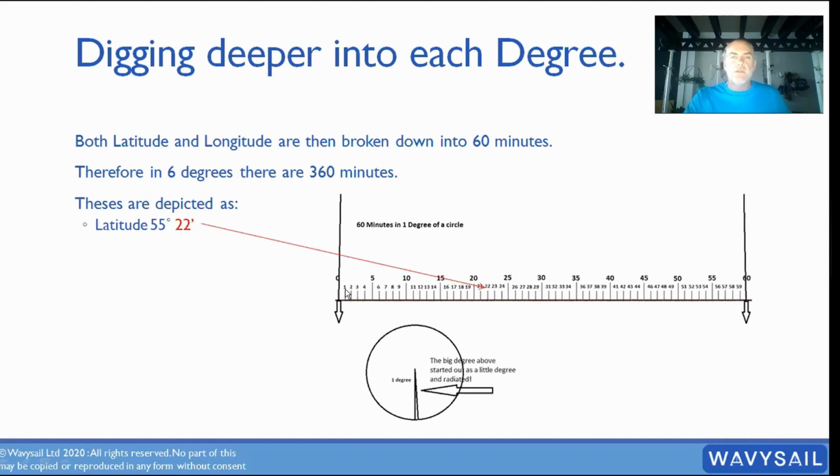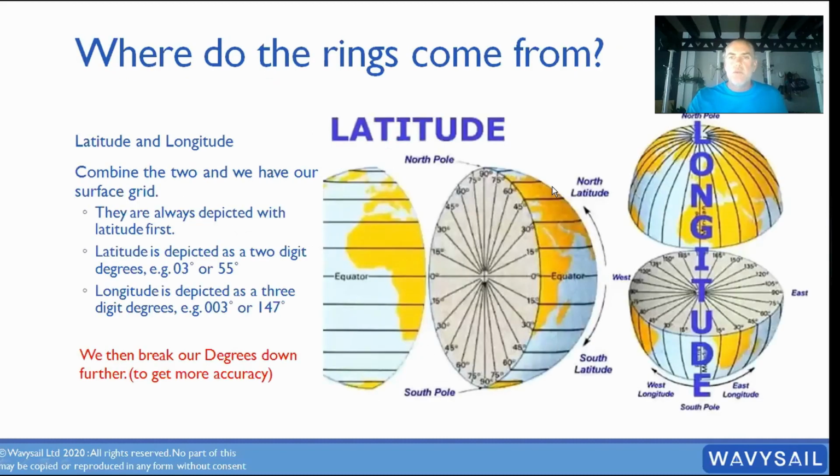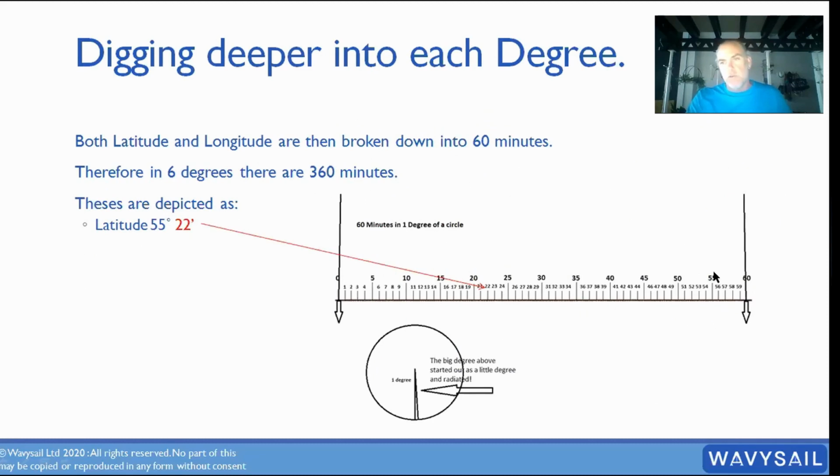Now, because you wouldn't look at the world in this respect, those 60 minutes are so fine, you literally wouldn't be able to draw it on a chart like this. You wouldn't be able to draw 60 minutes here. It would be thinner than just the line that we're looking at. So we do it in a grid format like this. Okay. So therefore, 6 degrees makes up 360 minutes.